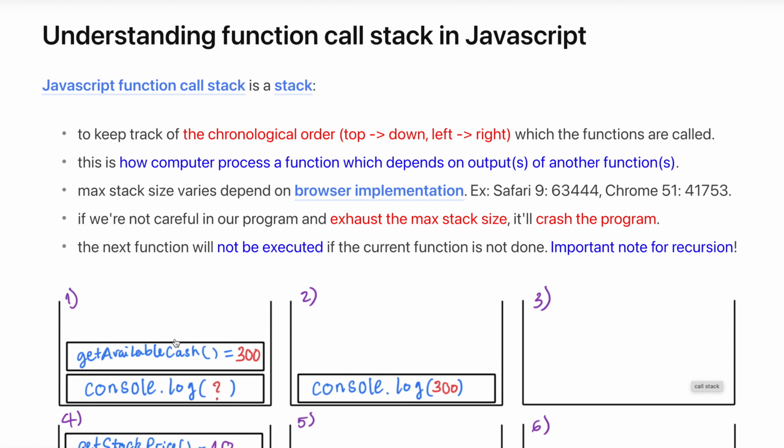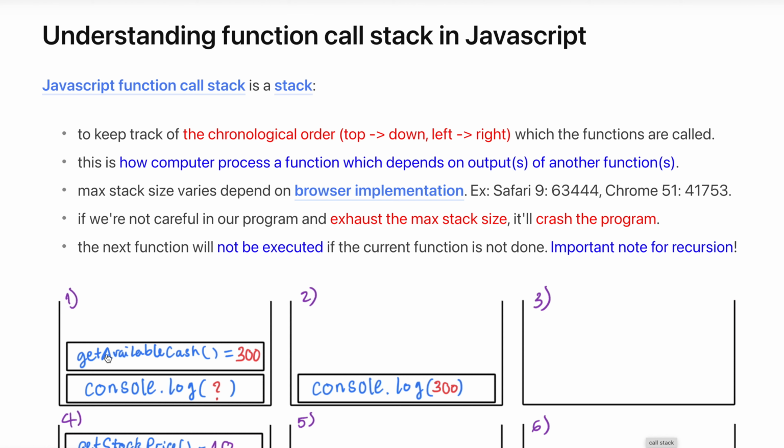By looking at the stack, we know that the console.log function is called before the getAvailableCache function. Why? Because it's the nature of the stack that anything that comes first stays at the bottom. For the console.log function, we want to print out our available cache, but we don't know how much it is. So we need to call the getAvailableCache function. The getAvailableCache function is going to return the cache amount that we have. So our console.log function is depending on the output of the getAvailableCache function. getAvailableCache is also put into the stack, and it returns 300.